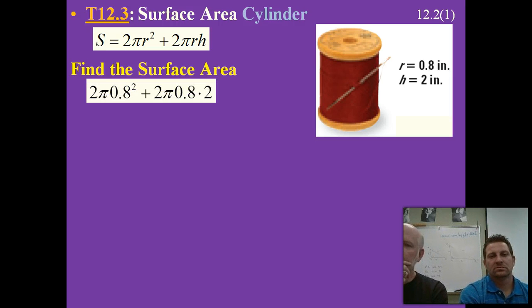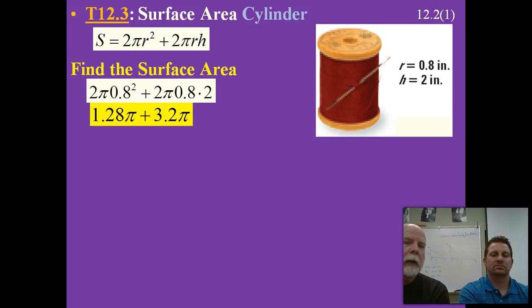So looking at this one specifically, let's just plug in. In the first part of that formula, 2 pi r squared, the radius, it tells us in this diagram, is 0.8 inches. So we're going to plug in the 0.8 for r there and square it. And then we're going to have the r again in the 2 pi r, 0.8, and then the height of that cylinder is 2 inches. So we're just plugging numbers into the formula, calculate that all out, and we get 1.28 pi plus 3.2 pi, and then combine those because they're both just pi's, just like they're both x's or whatever. And we're going to get 4.48 pi square inches.